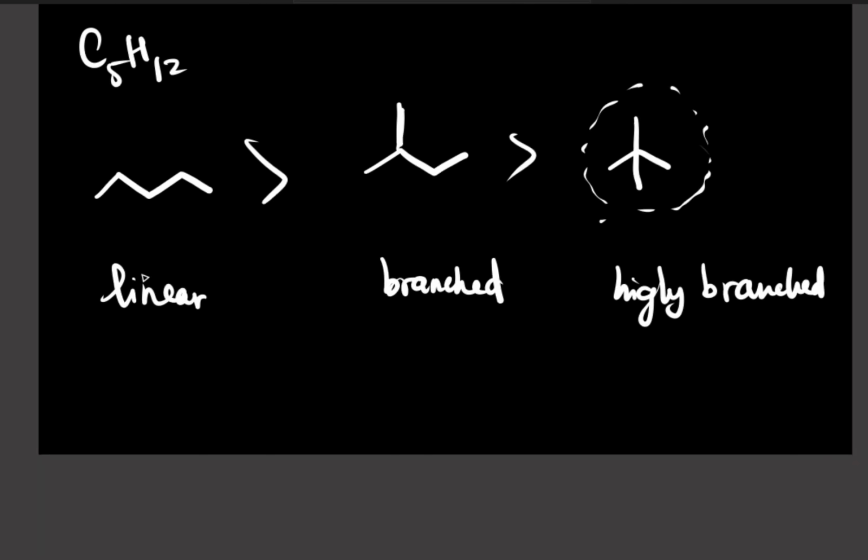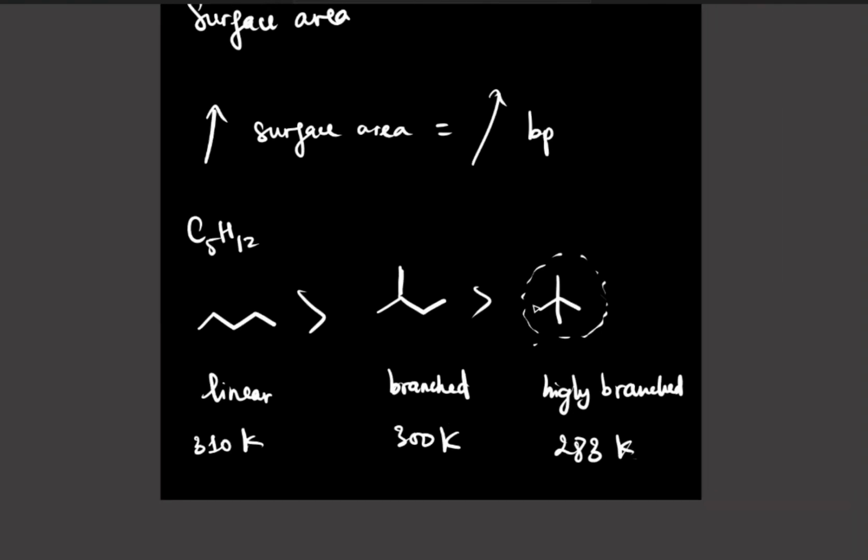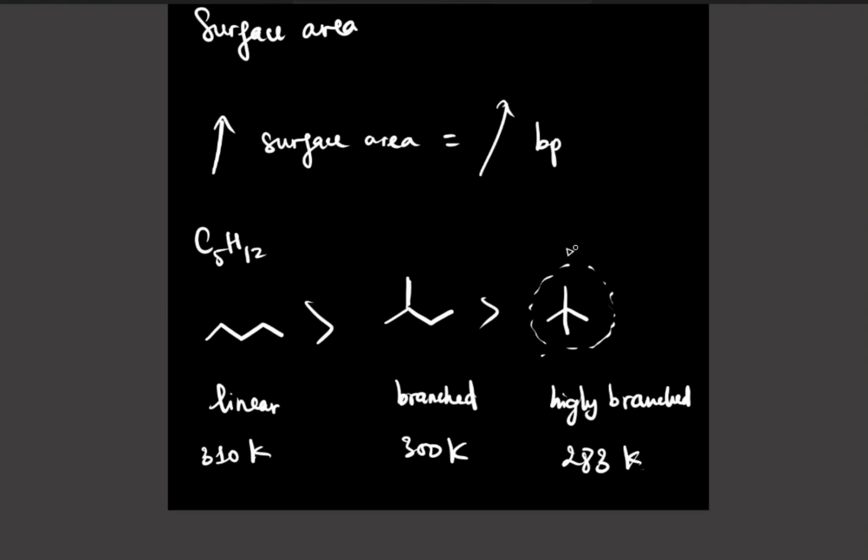And in reality, this has the boiling point at 310 Kelvin, this one 300 Kelvin, and this one at 283 Kelvin. Okay. So you see that this is in the order of decreasing surface area, but also in the order of decreasing boiling points.